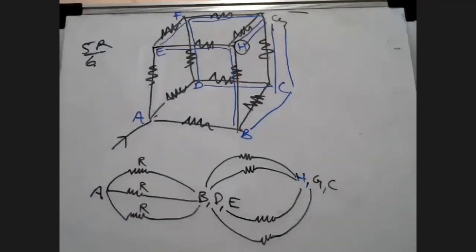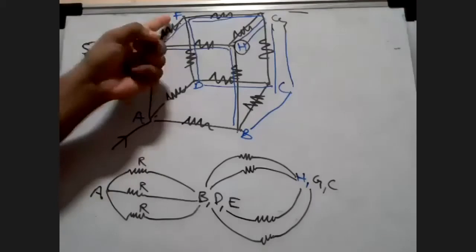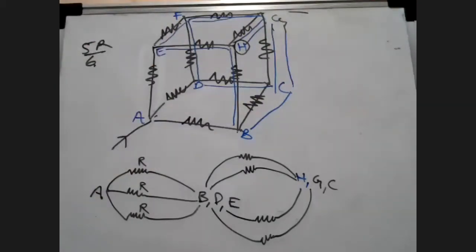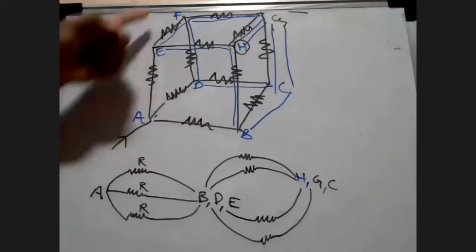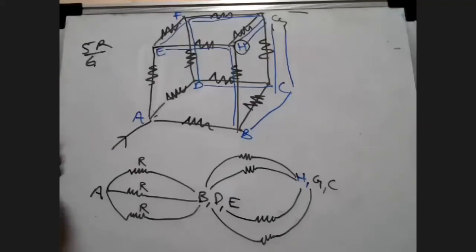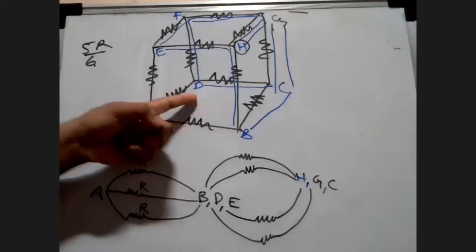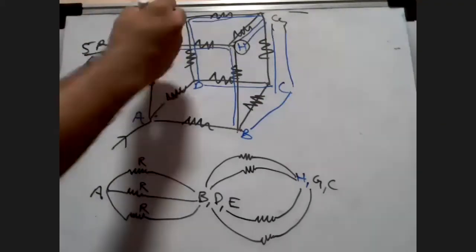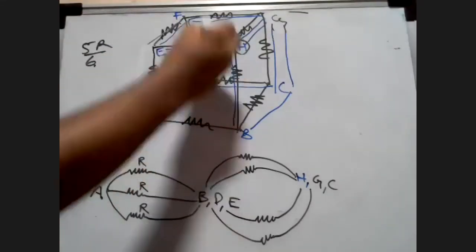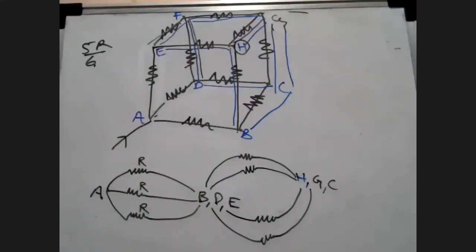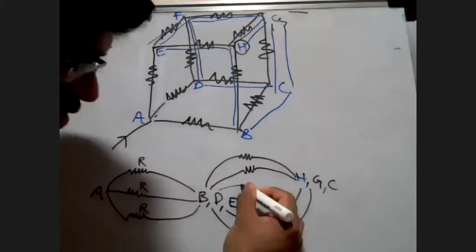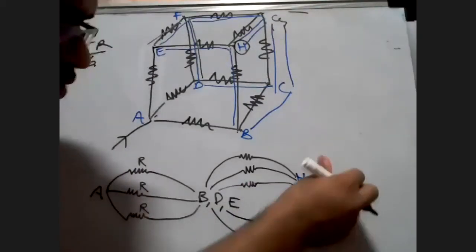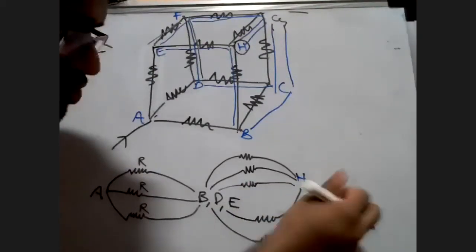There is another point here, F. From E I can go to F. Yes or no? And from D also I can go to F. Please pay attention. So I will write one more resistor here. This is supposed to be F.